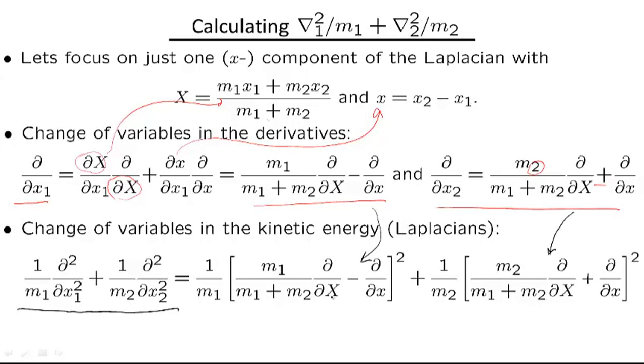As you can see, if we square these derivatives, we're going to get the second derivative with respect to the center of mass, the second derivative with respect to the relative coordinate, but also we're going to get the cross terms. And actually, the coordinates were chosen in such a way that the cross terms in these two brackets cancel each other out, because of the minus sign here and the plus sign here.